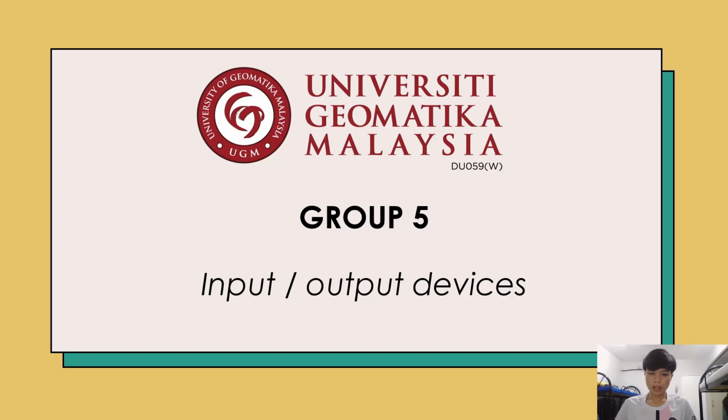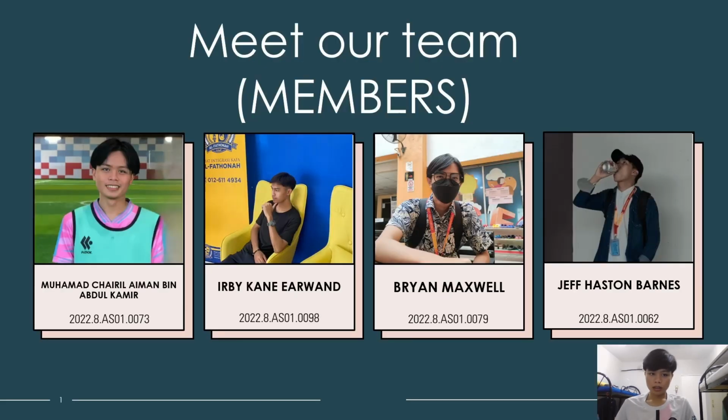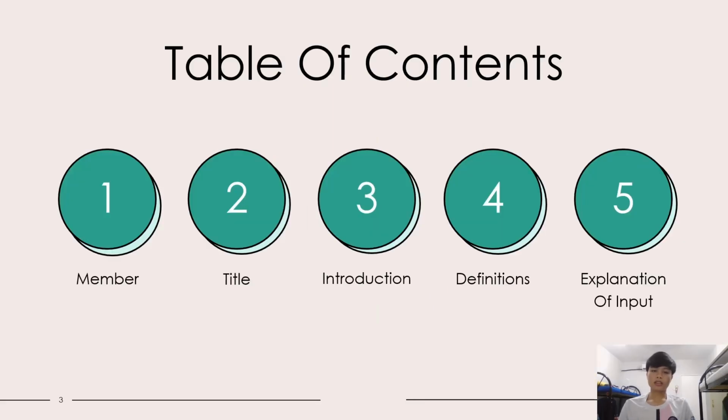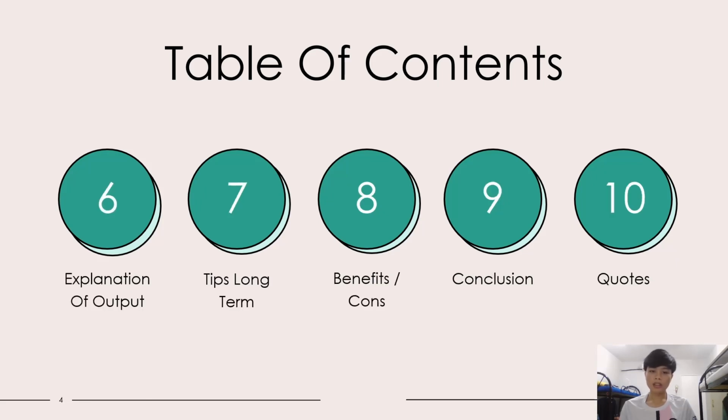We are from Group 5, presenting about input-output devices. These are our members: Muhammad Aiman, Irby, Bryan Maxwell, and Jeff Haston. This is our table of contents: members, titles, introduction, definitions, explanation of input, explanation of output, tips, long-term benefits, cons, conclusion, and quote.